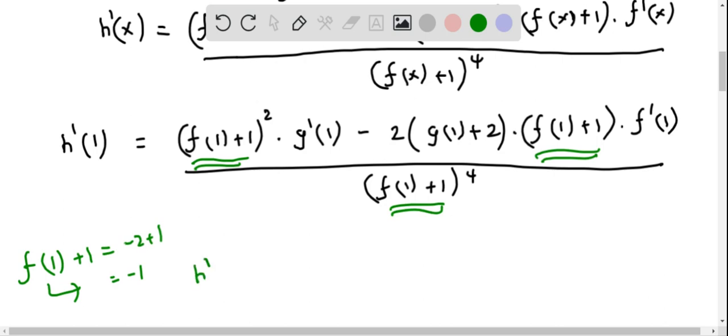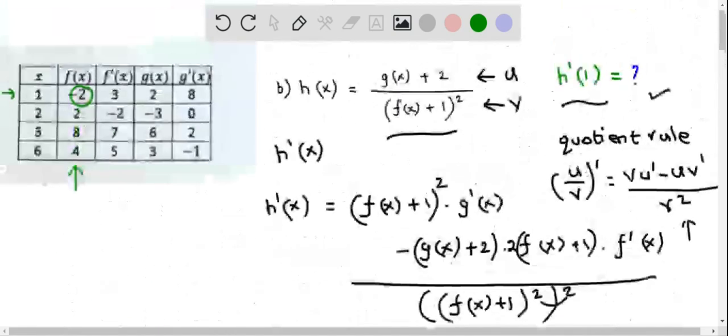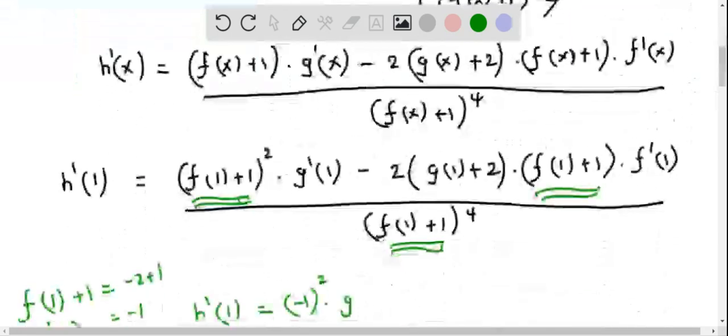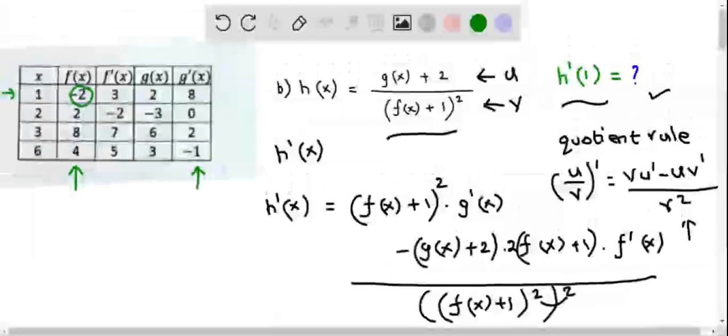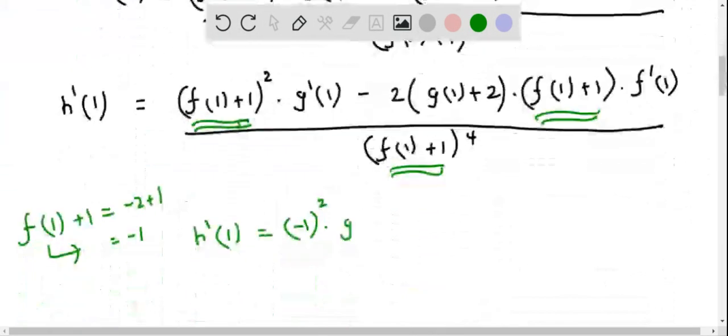So we get h prime of 1, and this equals, I replace this quantity by negative 1. It becomes negative 1 quantity squared times g prime of 1. We can get this from the table. So look at this g prime of x column, and then we have to find g prime of 1. G prime of 1 is basically 8. So let me plug in 8 here.